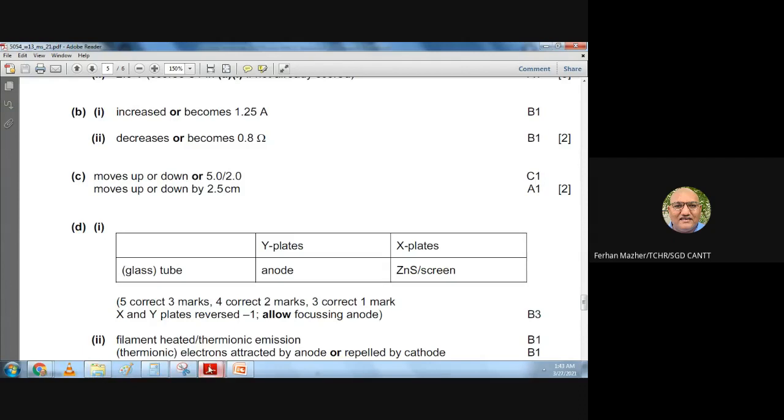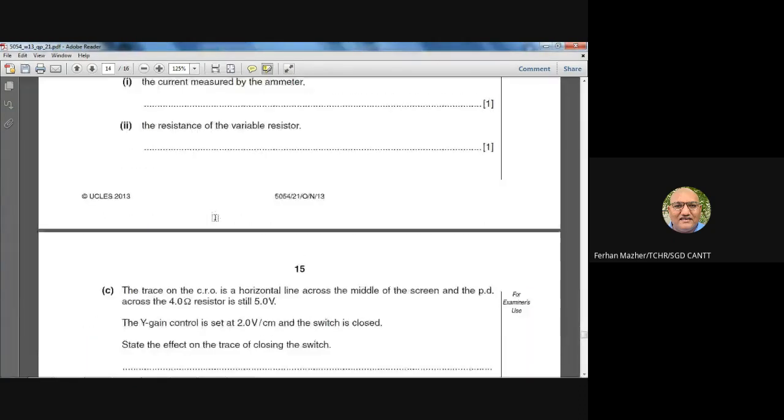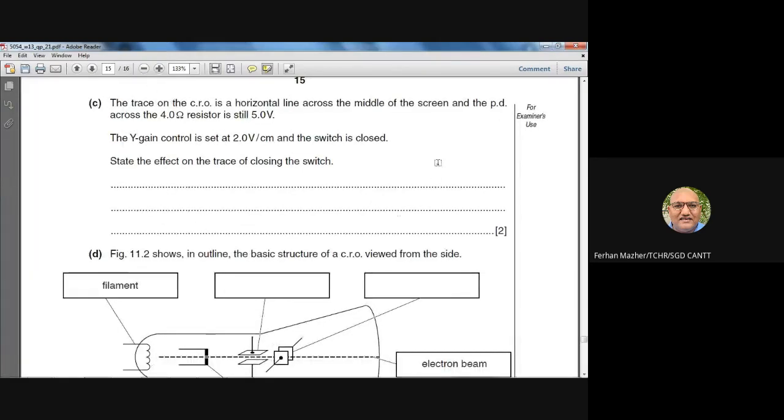Okay, question number 11. We are done with the B part. Question number 11, C part is on your screen. The trace on the CRO is a horizontal line across the middle of the screen, and the potential difference across the 4 ohm resistor is still 5 volt. The Y gain control is set at 2 volts per centimeter and the switch is closed. State the effect on the trace of closing the switch.